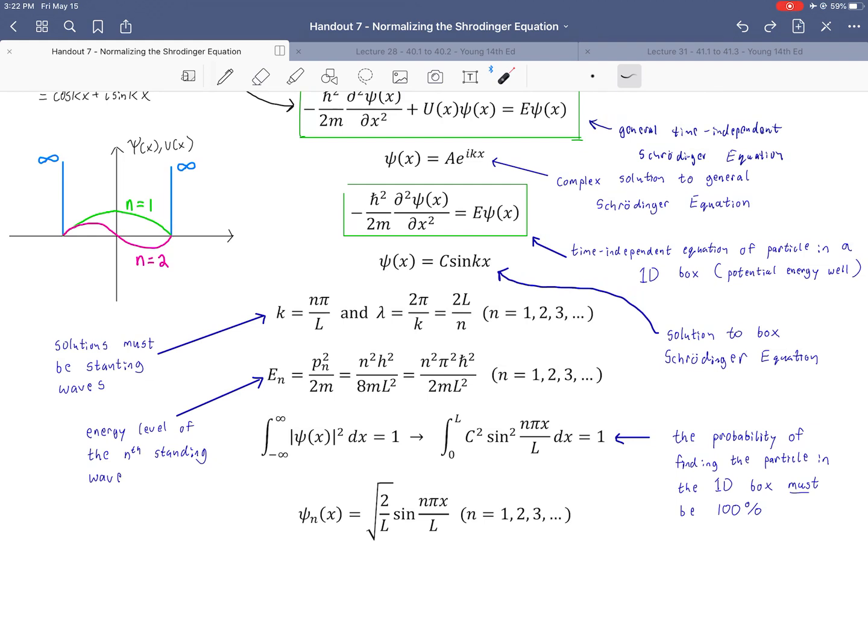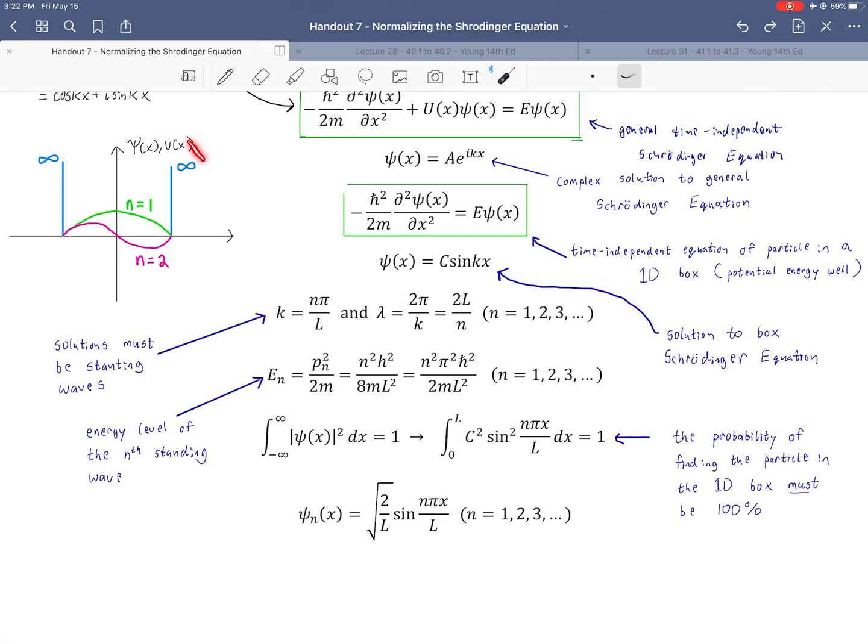This is telling me that my particle actually exists. It can't just not be anywhere from negative infinity to infinity. It's got to be somewhere there. It's a wave, so its position isn't exactly well defined, but it still must exist. It just must have 100% probability of existing.